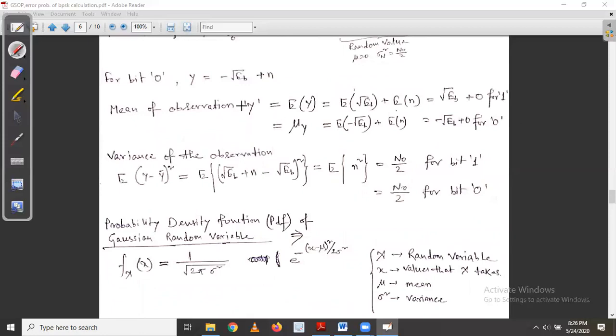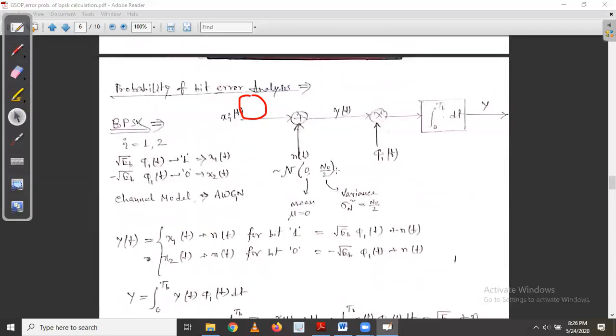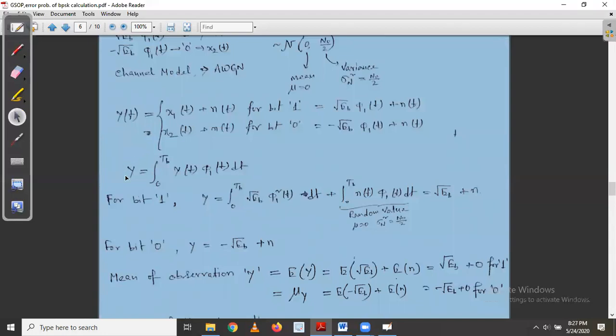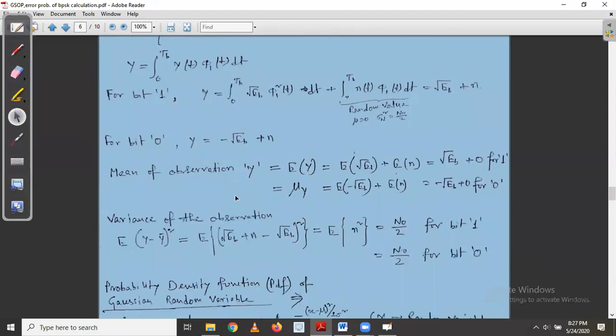After that, the mean of observation. What is the observation? Observation is denoted by Y, where Y is present after the integration. That is the observation. So what is the mean of observation and variance of observation? These two things we have to find out.